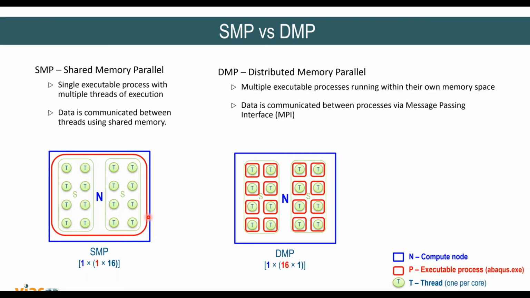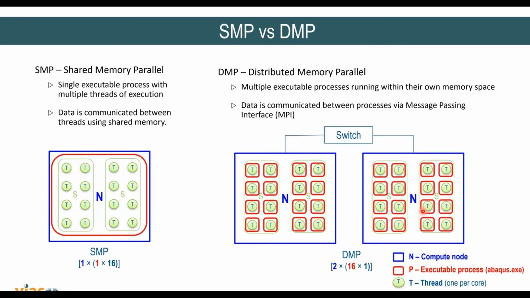If you look at the DMP, which is distributed memory parallel, here you have multiple executable processes, shown in red, running within their own memory space. The data exchange between these processes is via MPI. This is how you have the DMP, and of course you can have another node, and data exchange will happen with a switch and MPI as well.